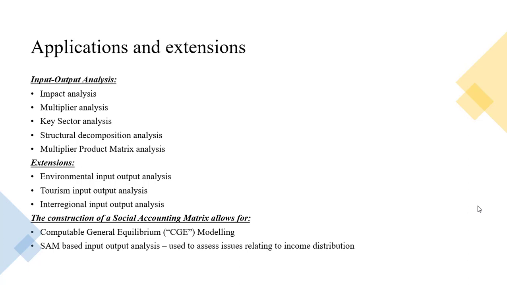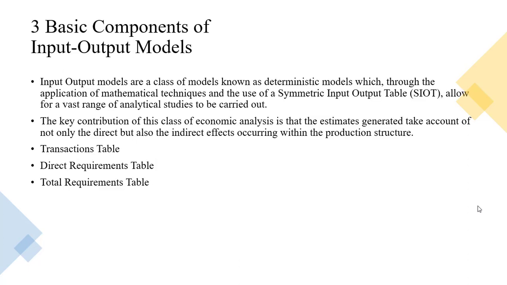The construction of a social accounting matrix is also based on the input-output model. Input-output is a very aggregated type of table. When we further disaggregate, it becomes a social accounting matrix. For the social accounting matrix, we can also use CGE models, which are computable general equilibrium models, in order to understand and formulate specific policies for specific sectors.